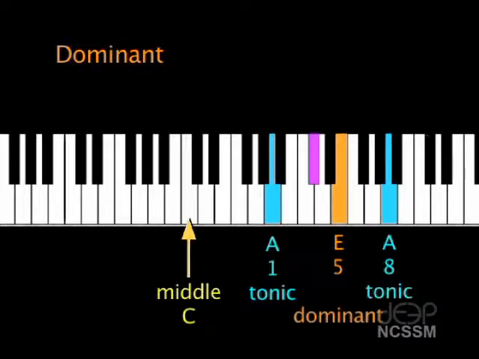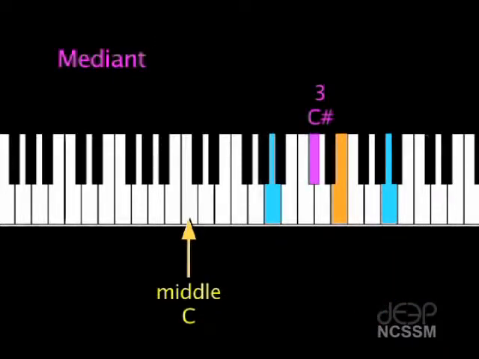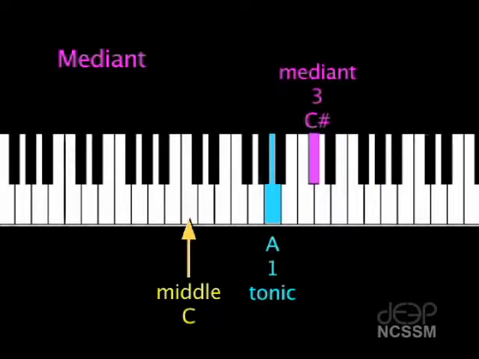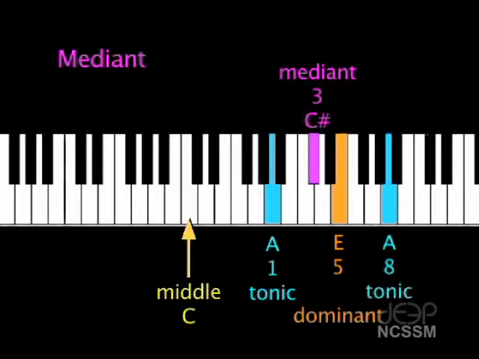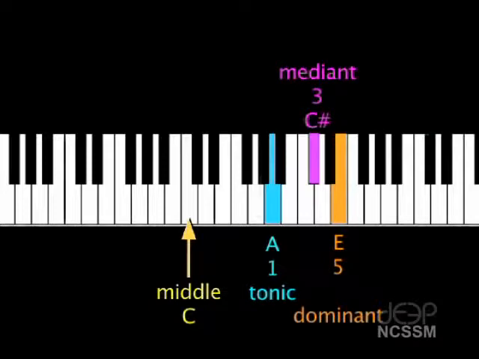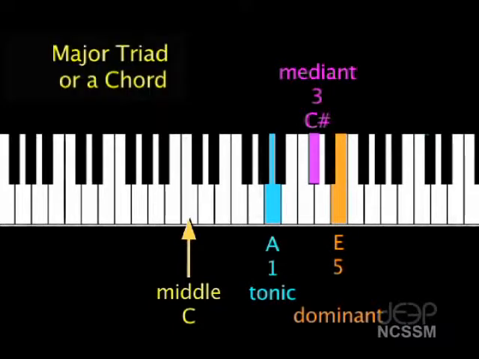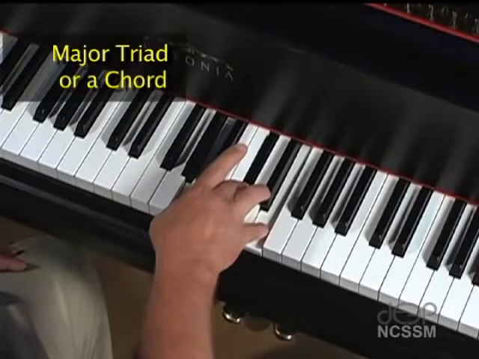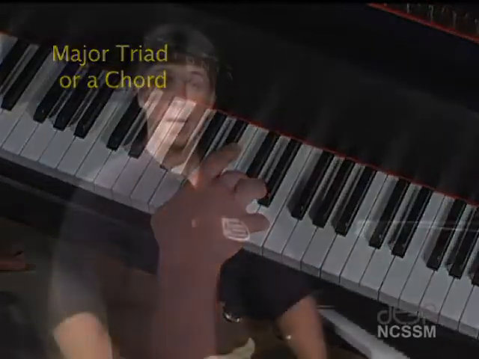Next, we have the 3rd note of the major scale. This note is known as the mediant, and it is the tone that makes a scale major. Lastly, the tonic, mediant, and dominant, or the 1st, 3rd, and 5th notes of the scale, all work together to form a major triad, or a chord. Again, we hear major chords every day in music.